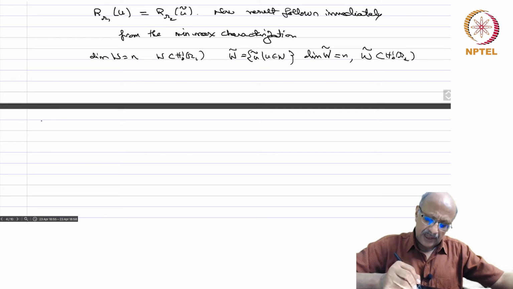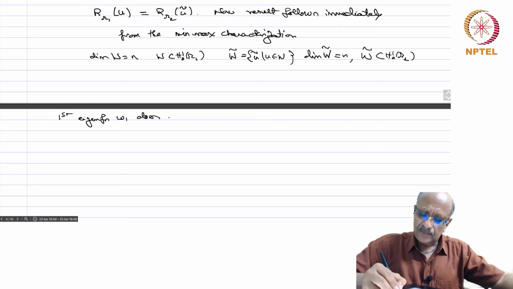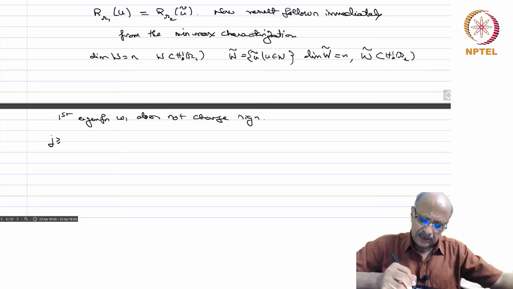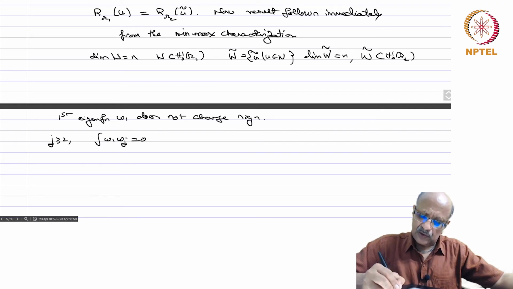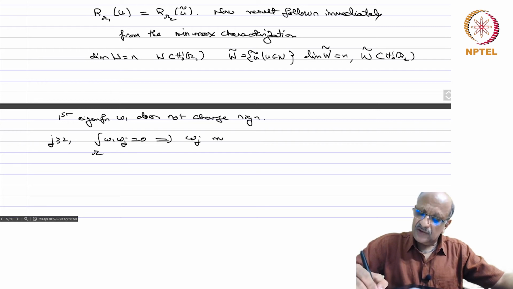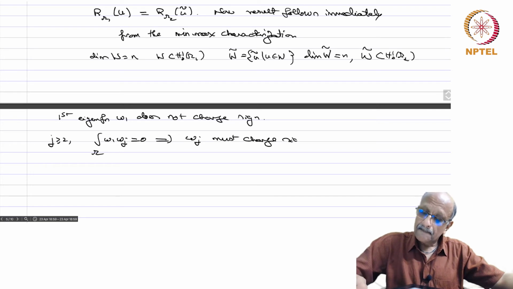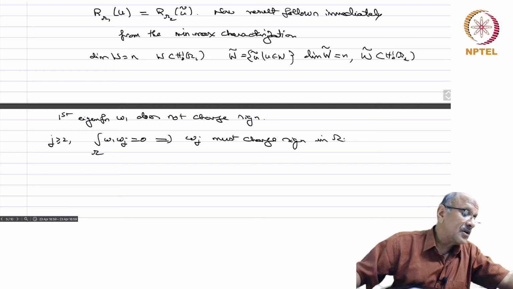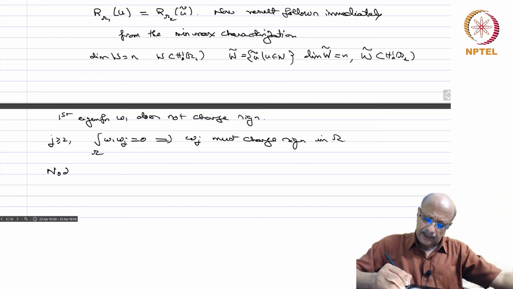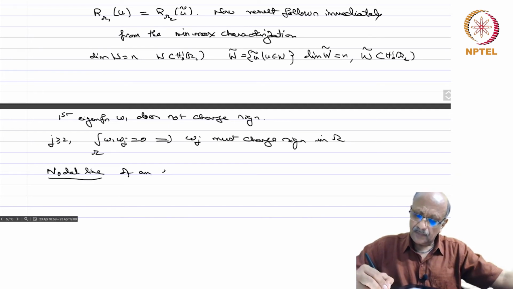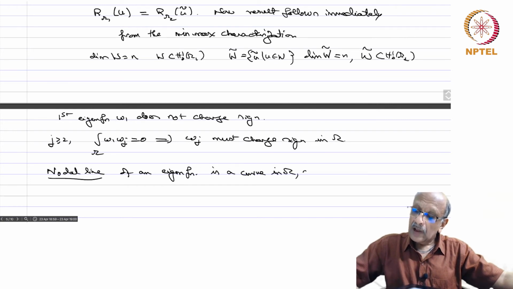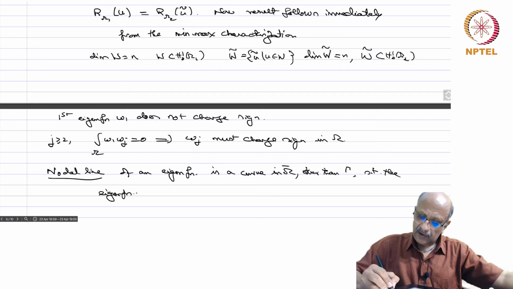Okay. So, now we saw that the first eigenfunction w1 does not change sign, omega connected. So, if j is greater or equal to 2, integral of w1 wj is 0. So, this implies that wj must change sign. You cannot have something which is of constant sign everywhere. So, we have a nodal line of an eigenfunction is a curve in omega other than gamma, such that the eigenfunction vanishes on it.